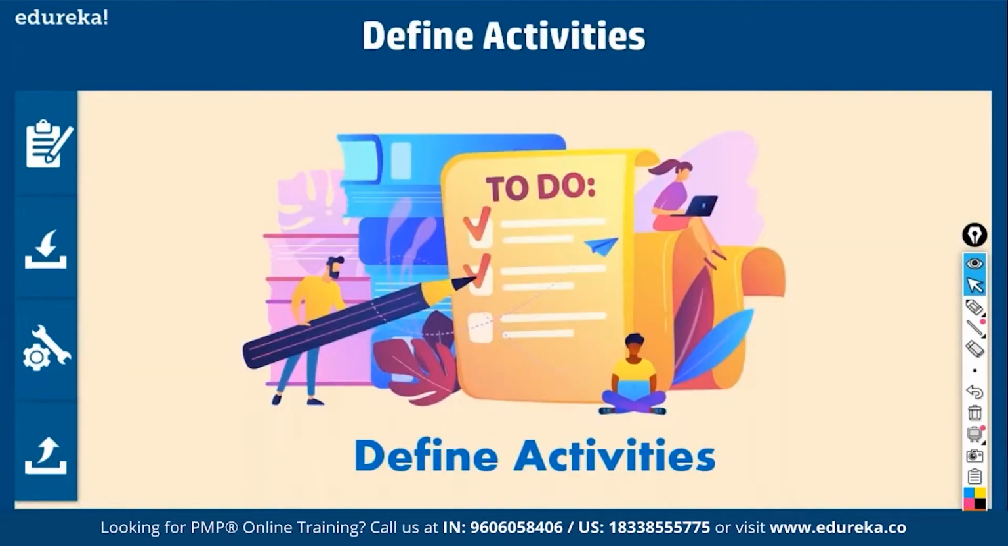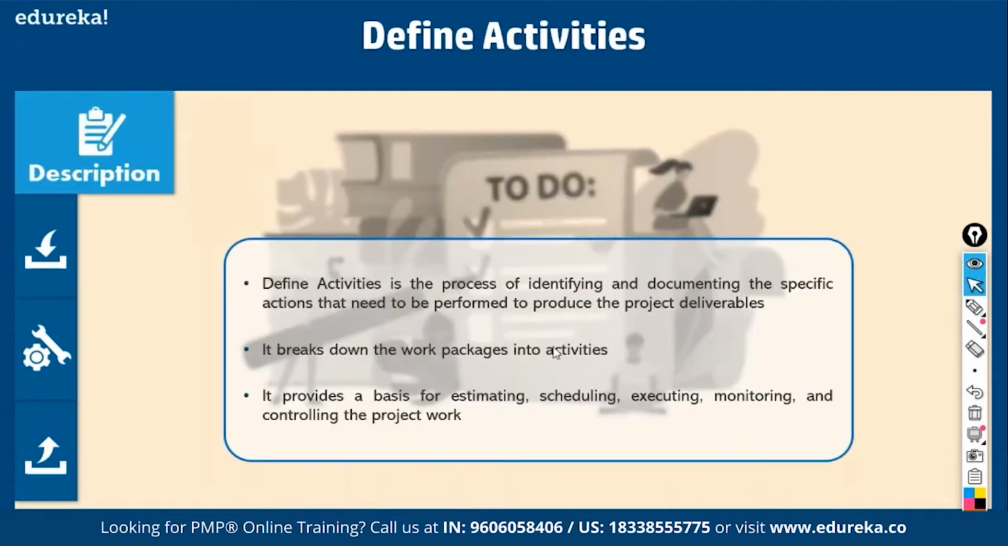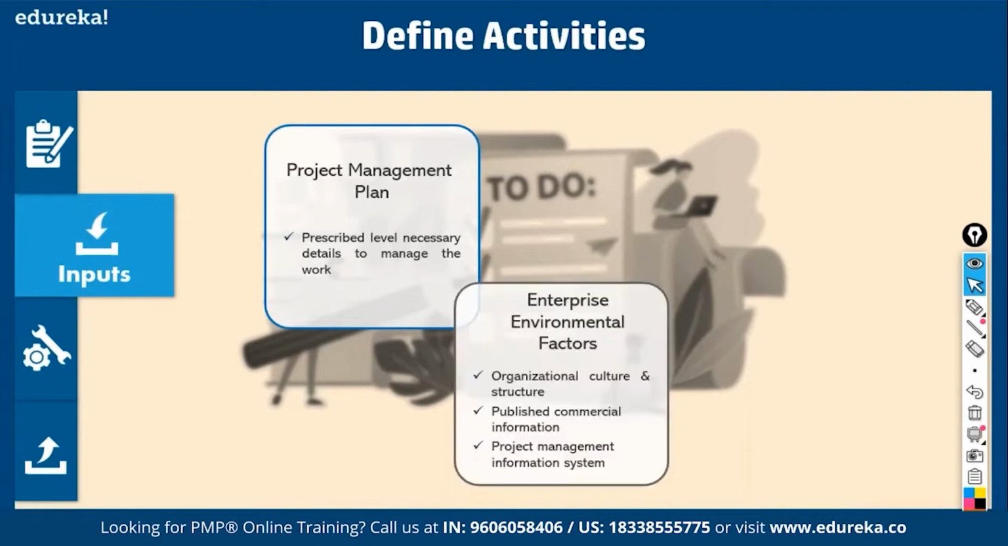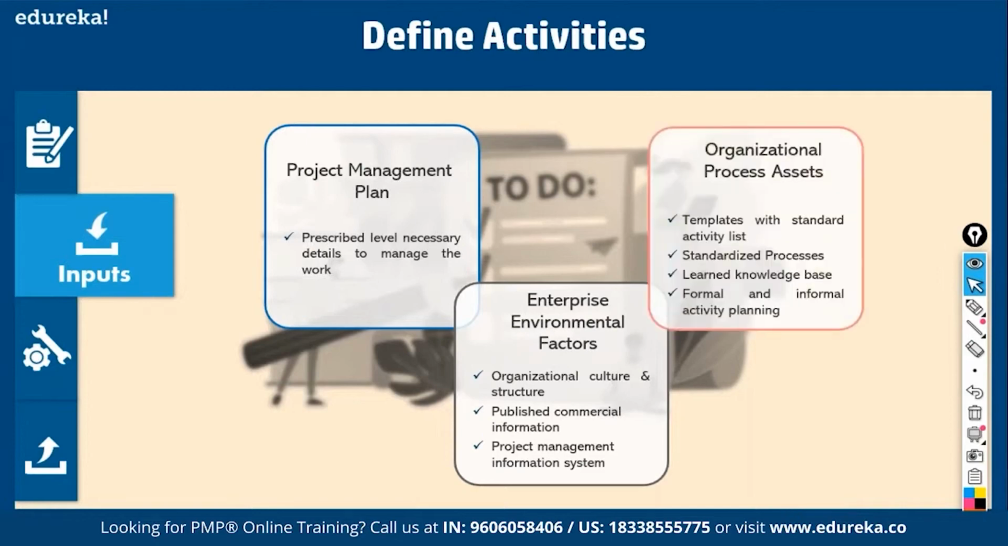Now we have to do the next process, define activities. That is, we'll break down work packages into activities. Okay, that is what is called define activities. Fine. So this is a process of identifying and documenting the specific actions that need to be performed to produce a deliverable. You break it down into activities. Fine. So what are the inputs? Project management plan that tells you how to do the decomposition. Fine. How to break it down. Okay. Enterprise factors, culture, structure, any PMIS, any tool, right? Then organizational processes, templates that you can use.